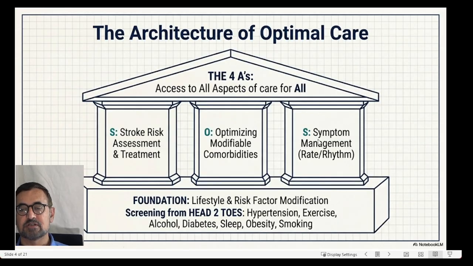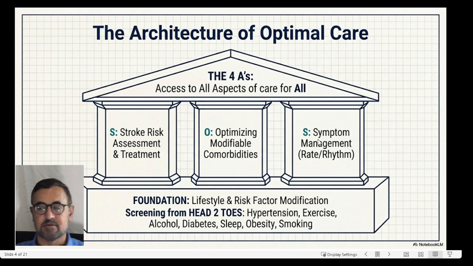We should have a structured framework for Afib management. At the foundation is lifestyle and risk factor modification, what we call head-to-toe screening. Above that are 3 pillars: stroke prevention, optimization of comorbidities, and symptom management. This is sometimes summarized as the 4 A's, ensuring access to all aspects of care for the patient.